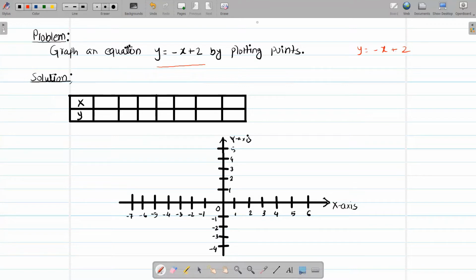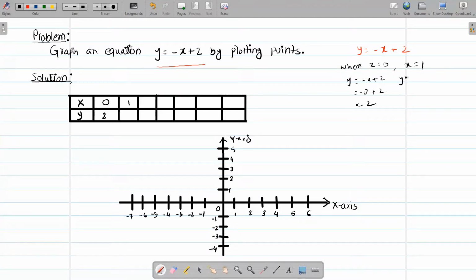Okay, now I'm going to take random points. So I'm going to see what happens when x is 0. Here we can see, when x is 0, what is the y value? When x is 0, y equals negative x plus 2, so y equals negative 0 plus 2, which is plus 2. So our y is 2, right? Same way, what happens when x is equal to 1?